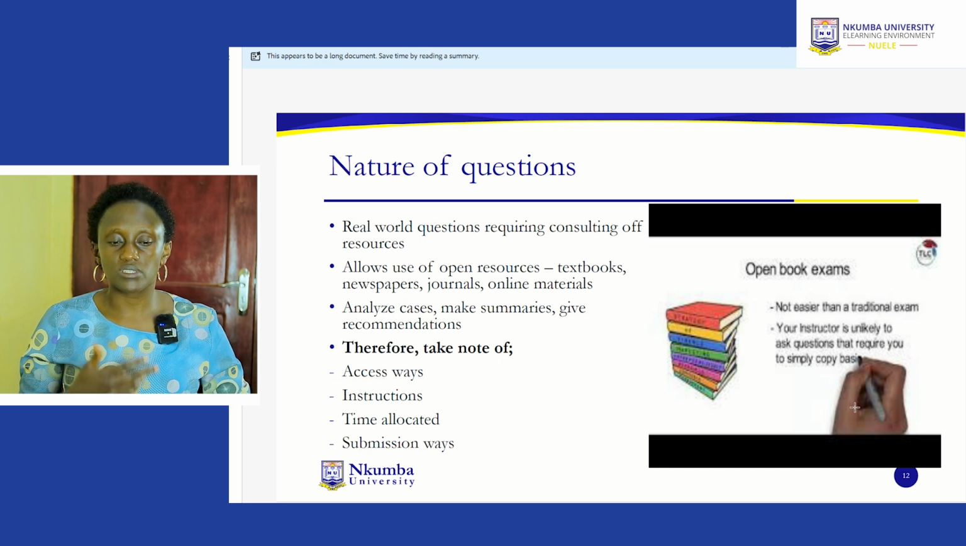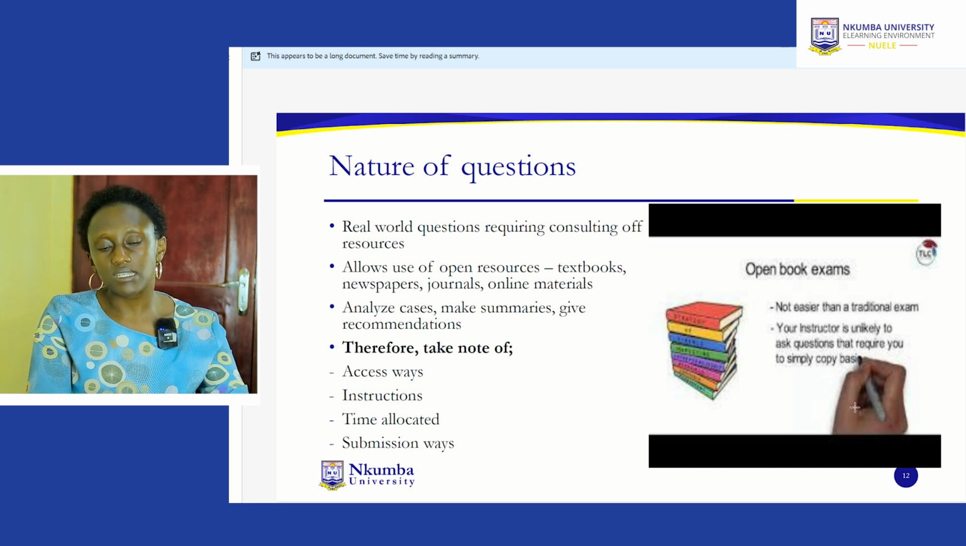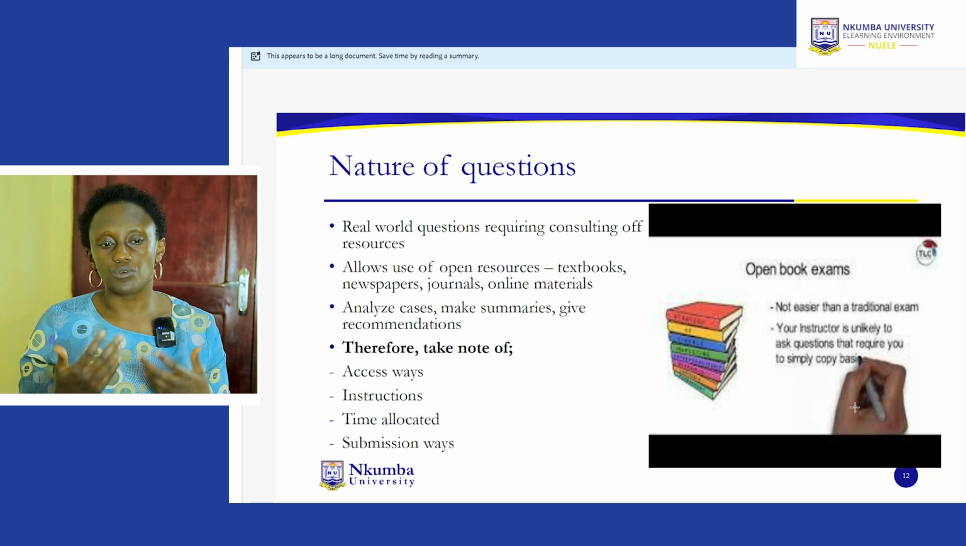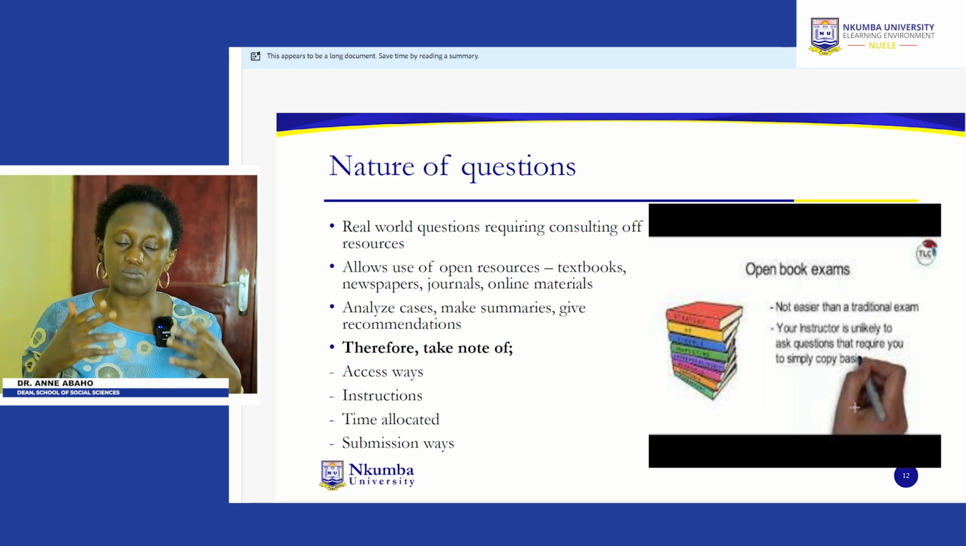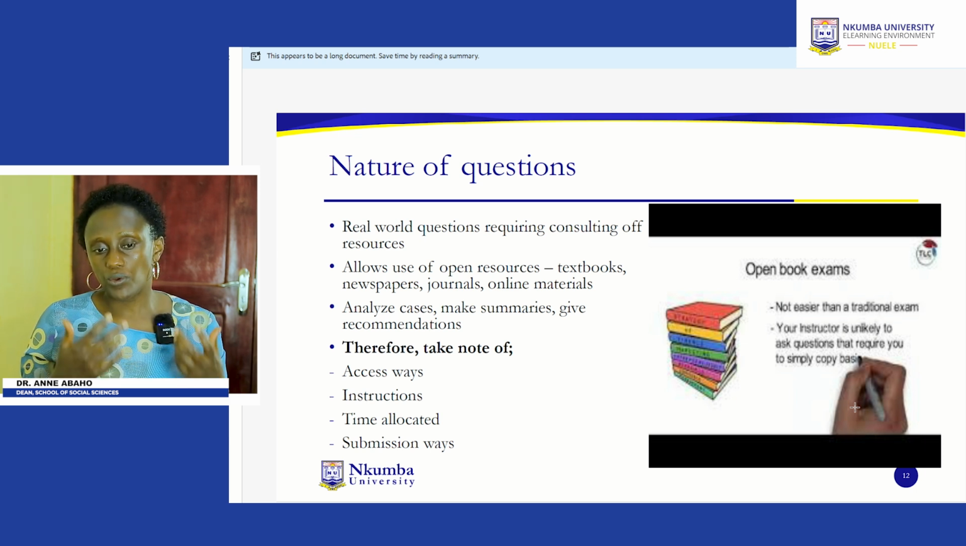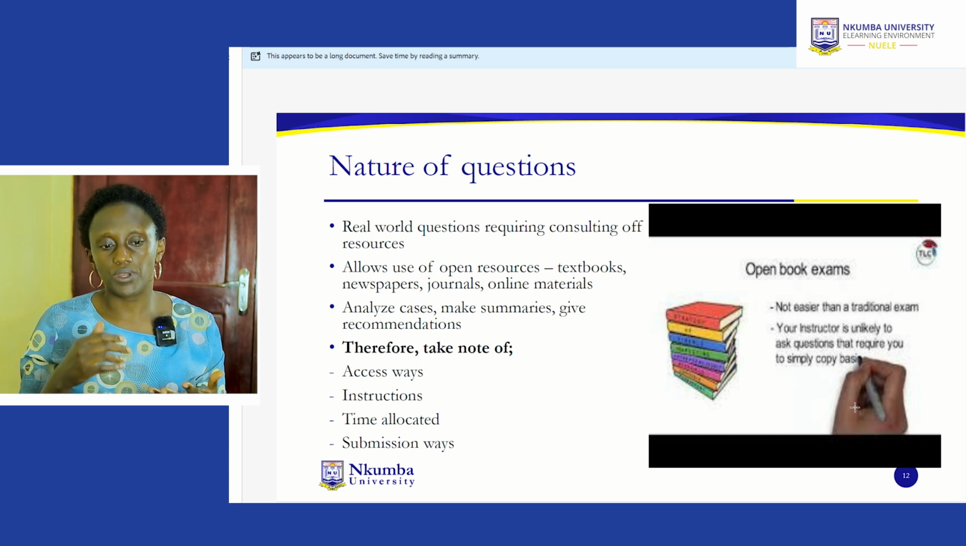So the nature of questions that we can give you is, for instance, questions which are focusing on real world issues so that you can go and access as much as possible the knowledge out there. So when we are giving you these questions, we look at how you apply critical thinking, those analytical skills, those evaluative skills to the question that has been given to you. Therefore, you have to be mindful of how you access this exam, bearing in mind the issue of time.